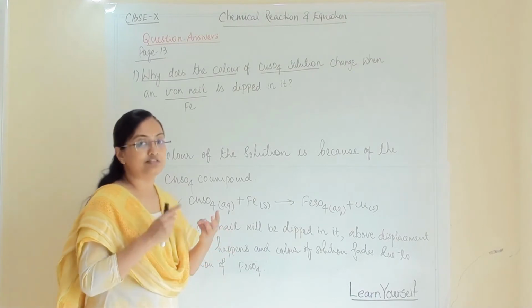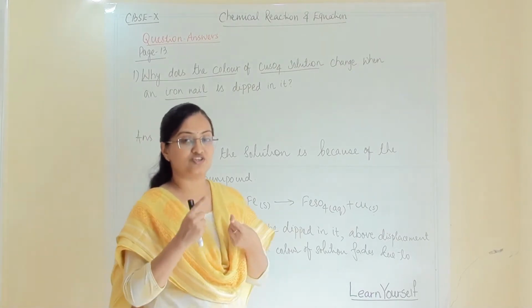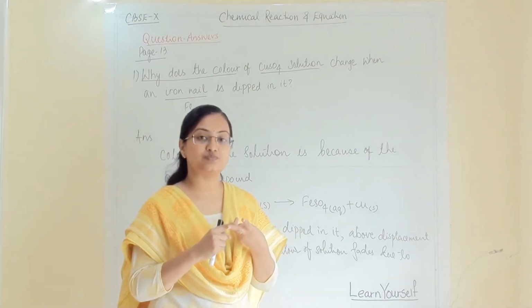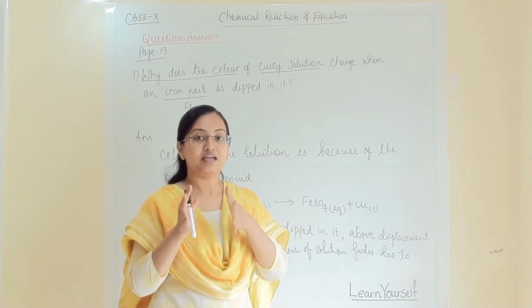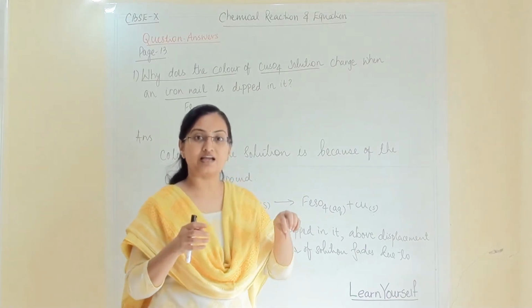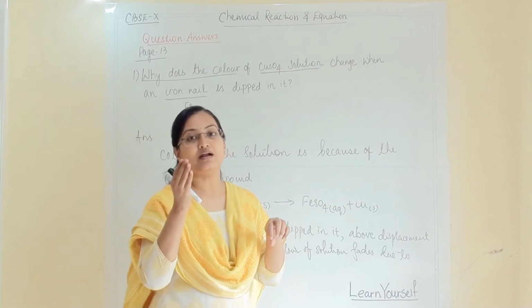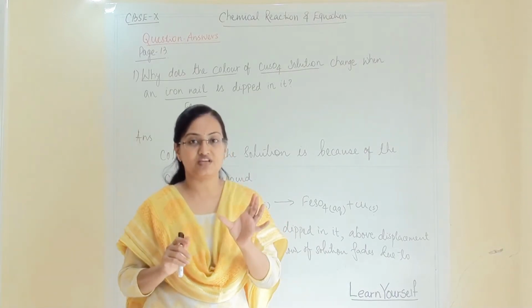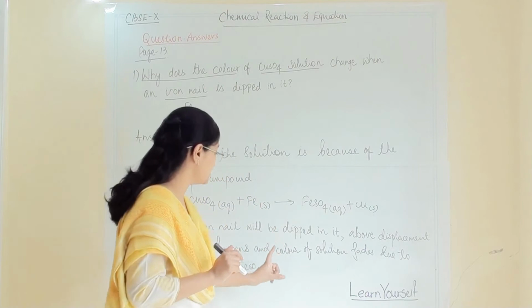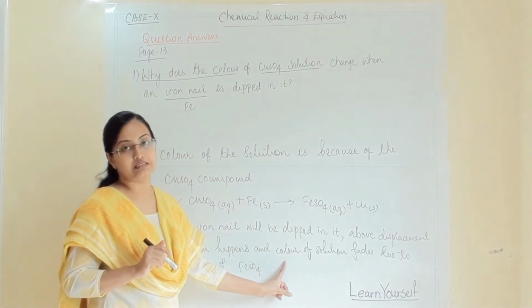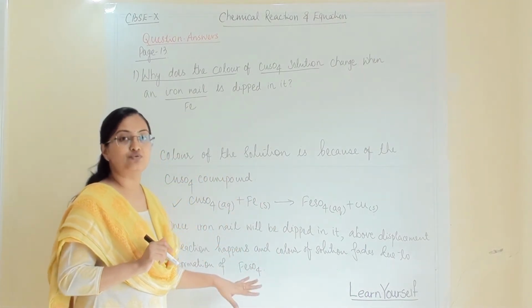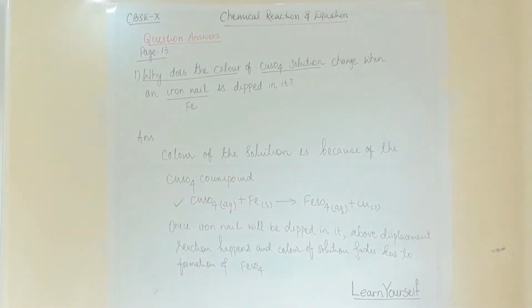So here three things are important to mention. The reaction, then that this is a displacement reaction, so it will show that you are taking out Cu and imparting Fe into the FeSO4, which is responsible for the fading of the color. So this is the way you have to write the answer.